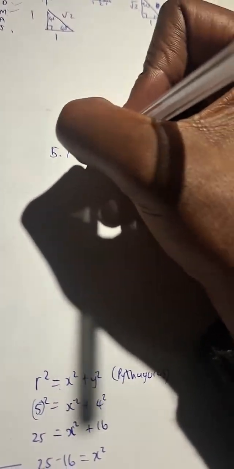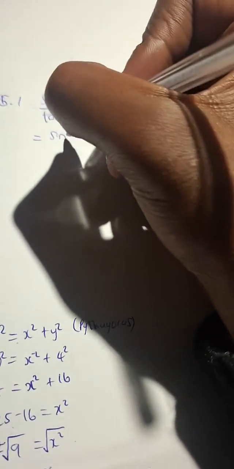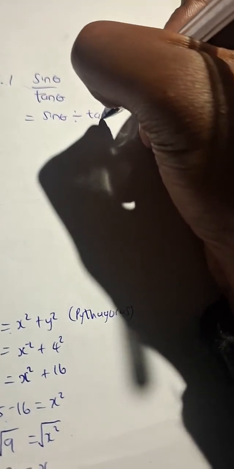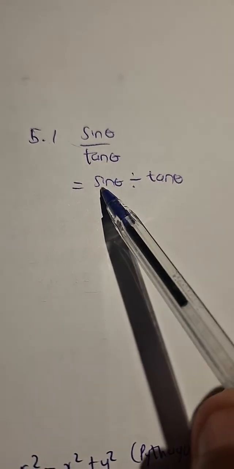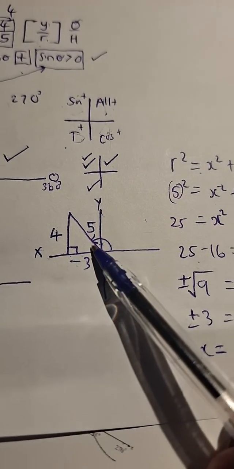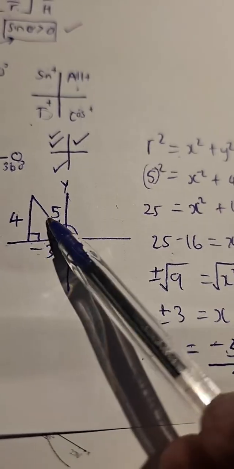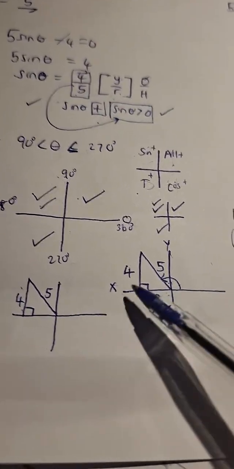We need to get what the value of sine theta over tan theta will be. This is easy because this is the same thing as saying sine theta divided by tan theta. I hope it makes sense to you. The line means division. Sine theta divided by tan theta, we can write it like that. Then we can go to our diagram and read sine theta. Remember, sine is opposite over hypotenuse, which means 4 over 5 divided by tan theta. Tan theta is opposite over adjacent. That's 4 over negative 3.